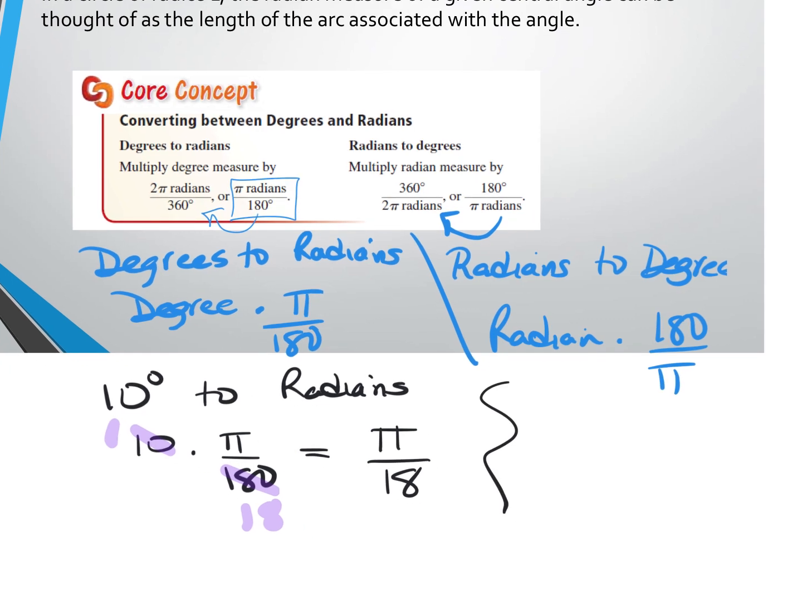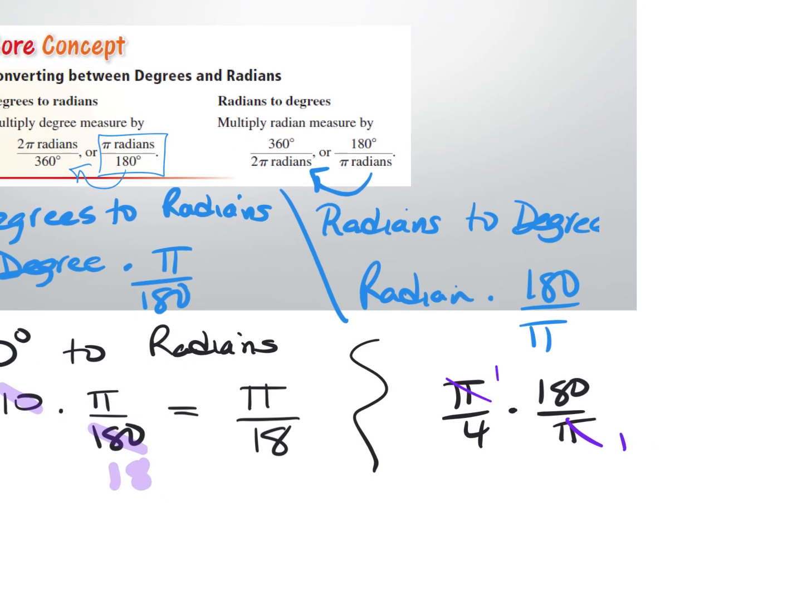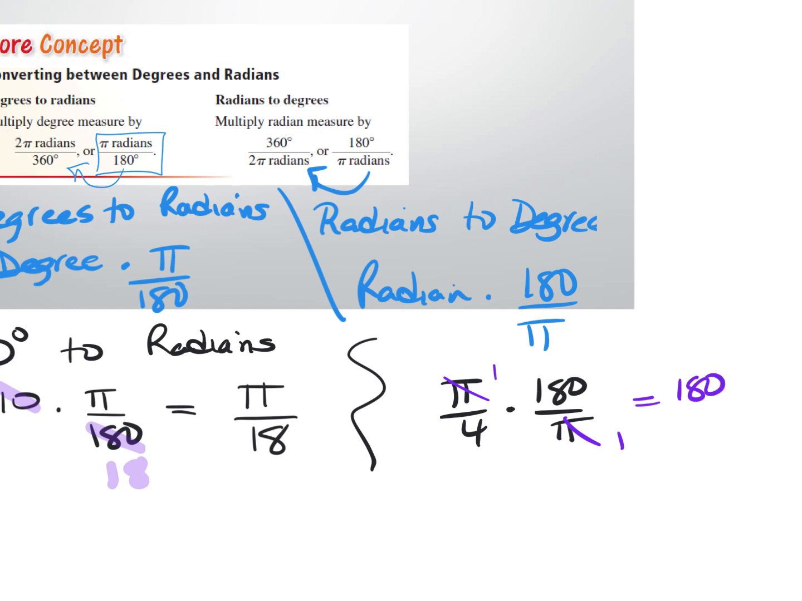And then if we wanted to do, let's say you were given pi over 4 radians, and it said to convert it into degrees. So we'll multiply it by 180 over pi. The pi's cancel, and then you can multiply what's left. 180 divided by 4 is 45. You could have also simplified the 4 and the 180 before you multiplied, but again, it divided evenly.